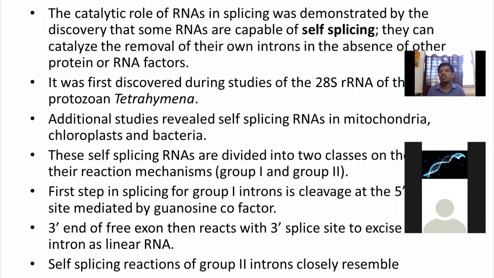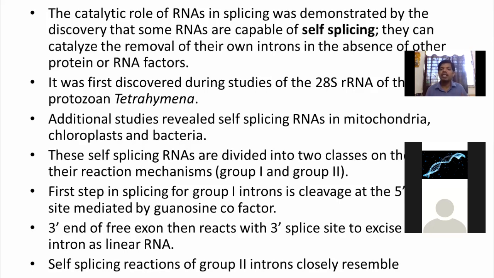The meaning of this first point is that certain RNAs may be present along with these RNAs, because in the previous example, what we learned in the previous slide, is that these RNAs were taking the help of proteins, that is the spliceosome, for the splicing mechanism.